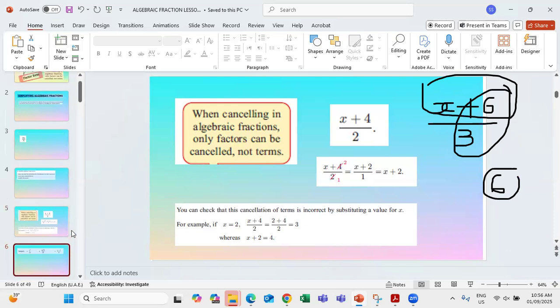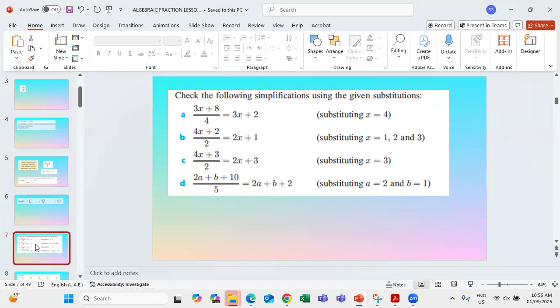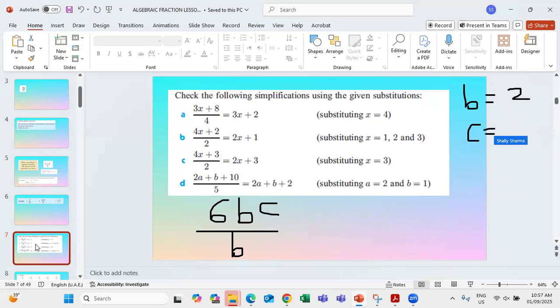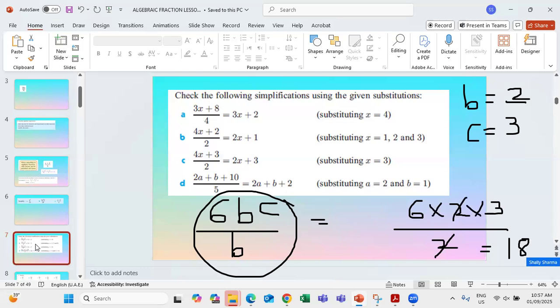Okay. Now, next part is some questions where we can do the substitution and check whether our answer is simplified or not. See now, very important point. We were having one question, 6bc over b. Let's say this is an algebraic fraction, and let's say b is 2 and c is 3. First, without simplification, I substitute the value of b as 2 and c as 3 and I divide by the value of 2. So 2 and 2 got cancelled and I got the result as 18.